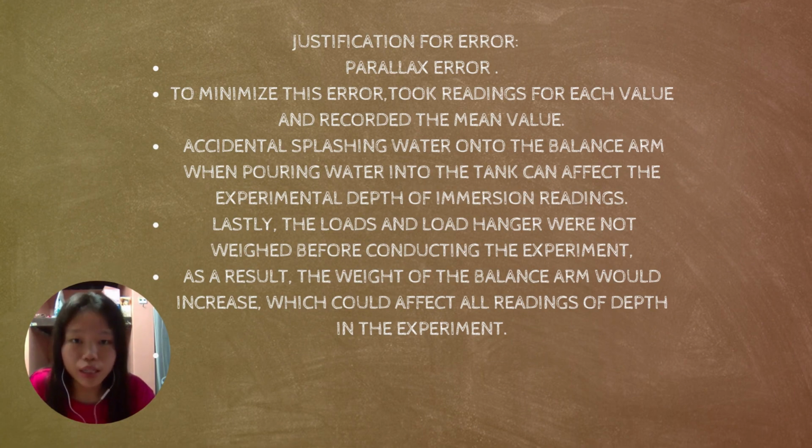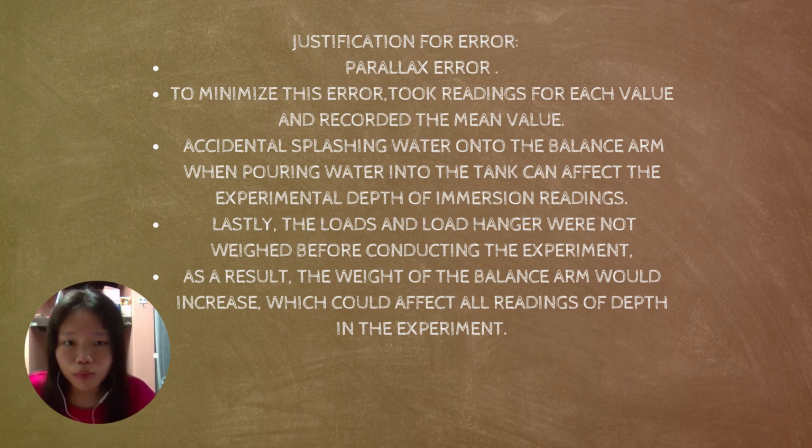After analyzing the discussion, here are a few justifications for the errors that occurred throughout the experiment. First, parallax error is a significant source of human error when measuring the depth of immersion. Therefore, to minimize this error, two group members will take the reading for each value and record the mean value in order to increase the accuracy of our result.